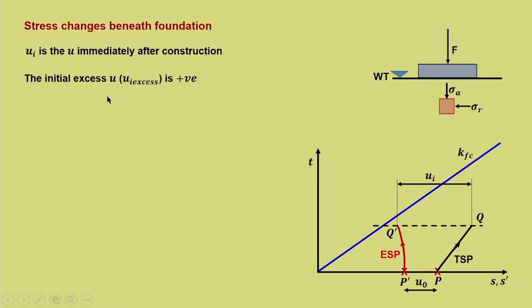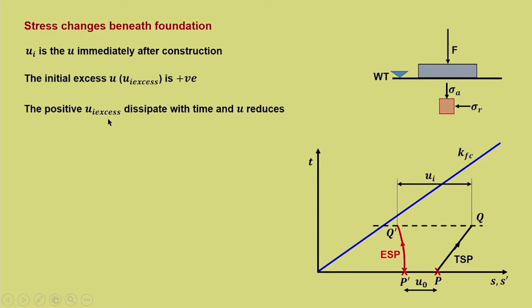Now, the initial excess pore water pressure, denoted as UI excess, is positive because this is a case of compression, and hence we know that the excess pore water pressure that gets generated in the beginning will always be positive. The positive UI excess dissipates with time and then U reduces. So, the total UI comprises this excess pore water pressure as well as the initial pore water pressure.